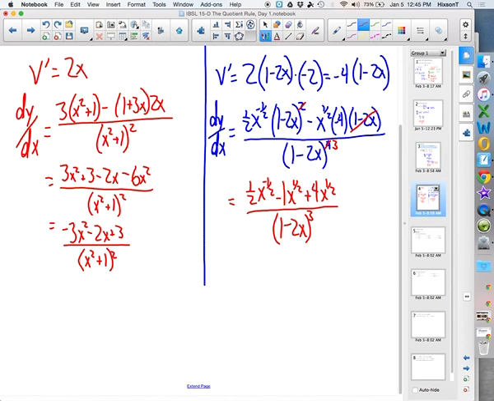I've got some like terms. I can write this as 1 over 2 root x plus 3 root x, all over 1 minus 2x cubed. How far should we be simplifying it? You could stop there.